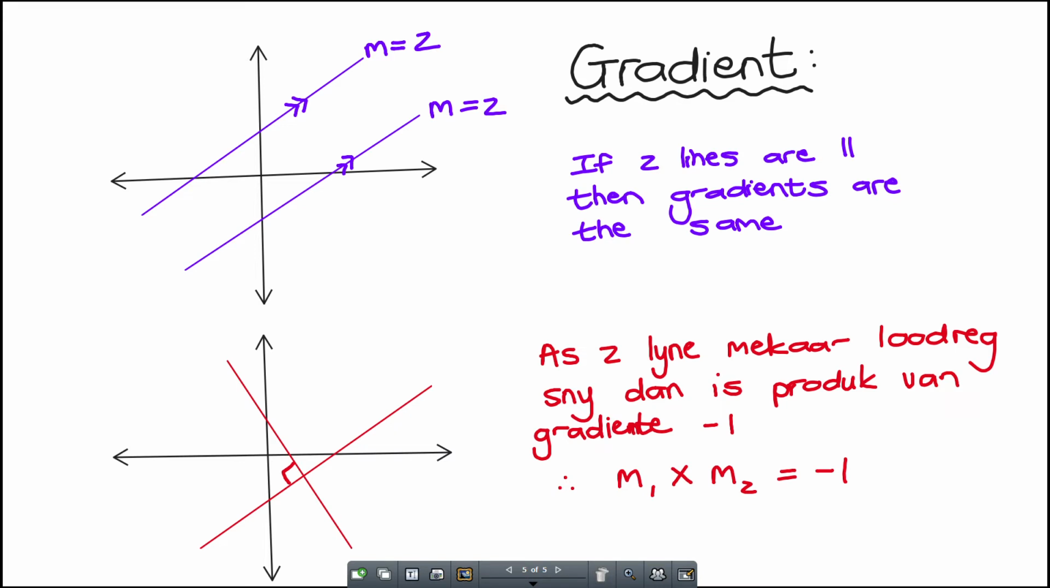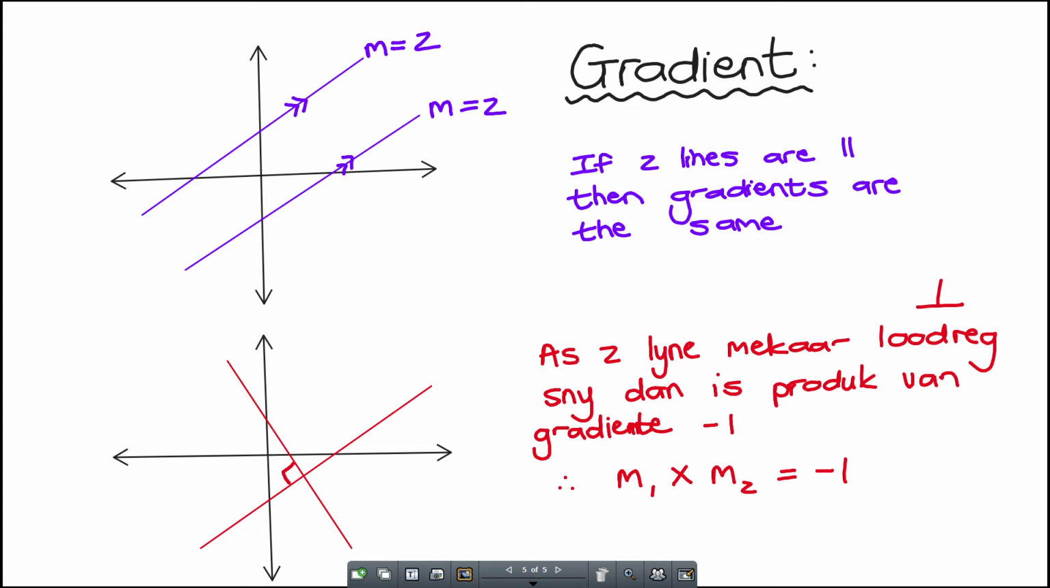Okay, let me explain the red part. In Afrikaans sê ek dan vir jou, as twee lyne mekaar loodreg sny. English people, if two lines cut perpendicularly, nee? Nou jy kan vir jou daai tekentjies sommer net gebruik ook. If two lines cut perpendicular, then the product of those gradients will be -1. Die produk van daai gradiënte is -1.